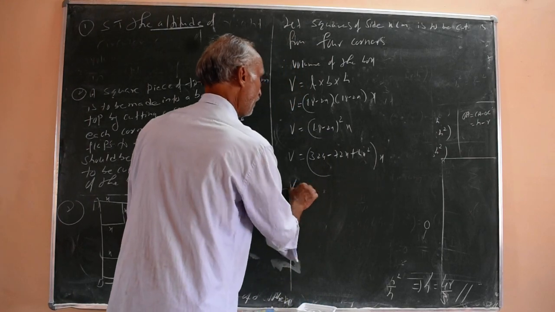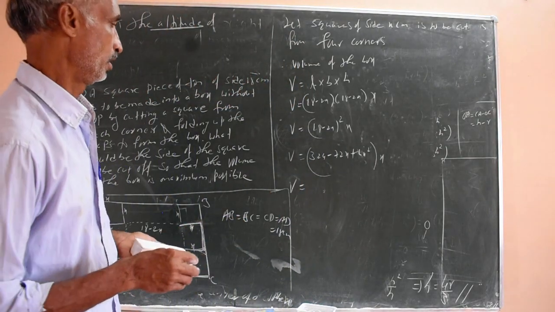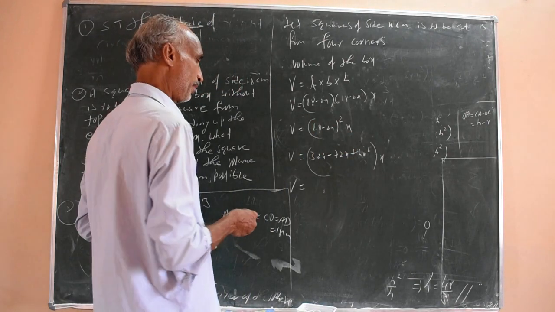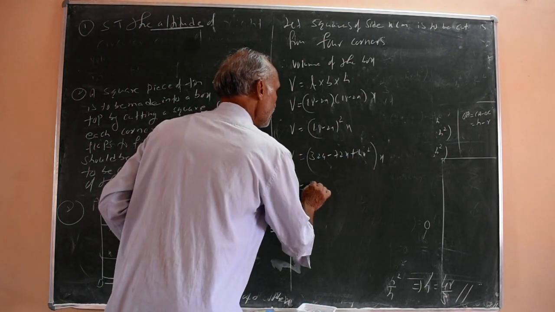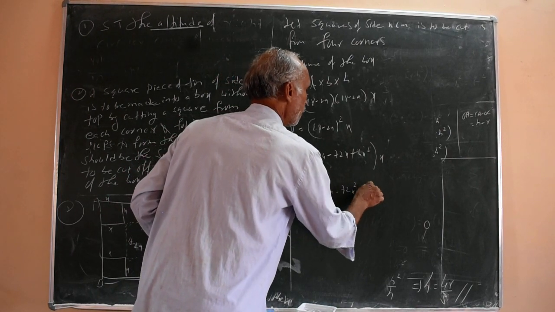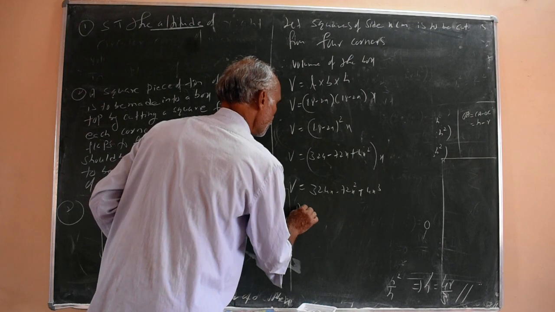To avoid the product formula, I have taken the expansion. Otherwise, you can differentiate it as it is within the product formula. You need to be able to do it. V is 324x minus 72x square plus 4x cube. Differentiating with respect to x.